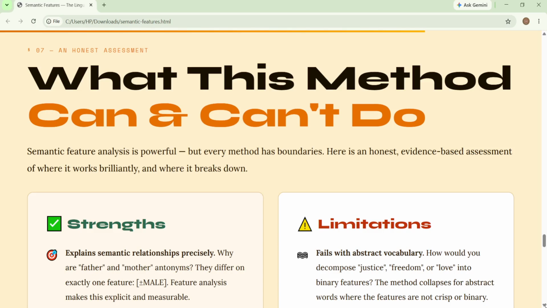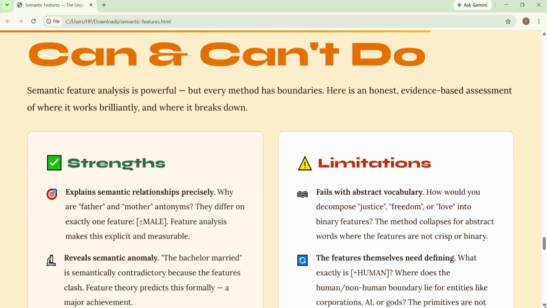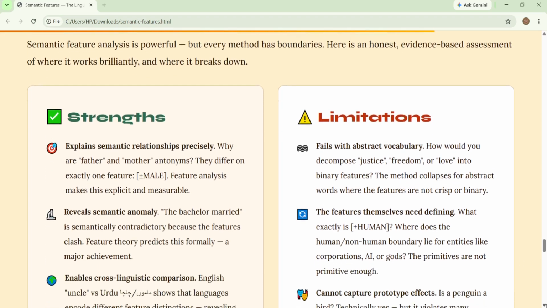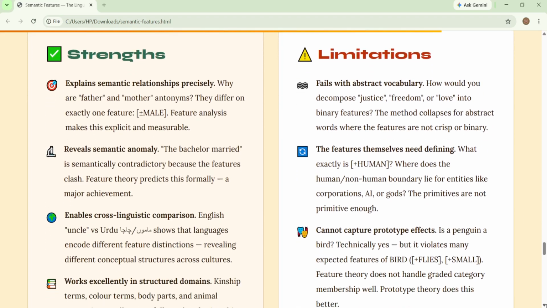Well, let's look at part 7, that is an honest assessment. What this method can and cannot do. Semantic feature analysis is powerful, but every method has its boundary. Here is the honest, evidence-based assessment of where it works brilliantly and where it breaks. Now we're looking at how specifically this method works and how it does not. What are its strengths and limitations?